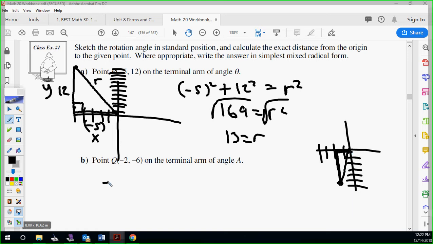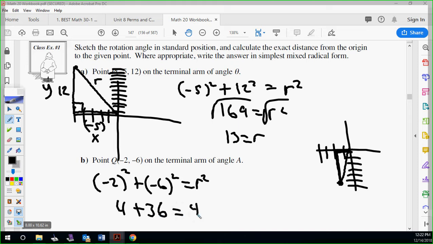So you're going to do negative 2 squared plus negative 6 squared equals r squared. That's going to be 4 plus 36 equals r squared. We'll say 40 equals r squared. We're going to square root the 40. You've got to use our radical stuff from Unit 1. Break that down to 4 times 10. So your simplified answer, in exact form, is 2 root 10 for r.